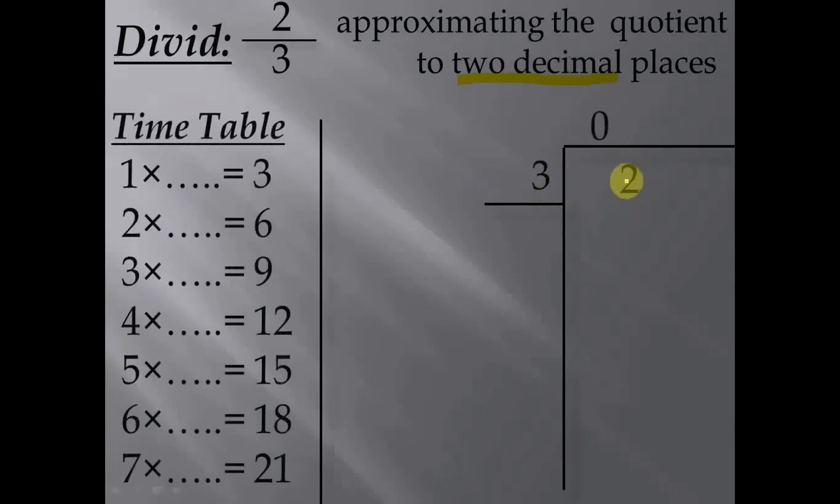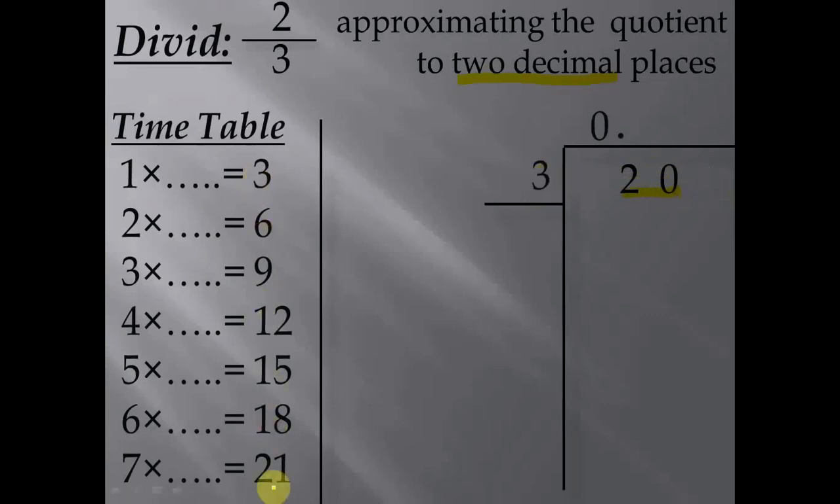2 has no number to the right because 2 is smaller than 3. It is 2 only. Because of that, we put a decimal point after 0. And we can add 0 beside 2, and 2 becomes 20. 20 divided by 3 is possible because 20 is bigger than 3.